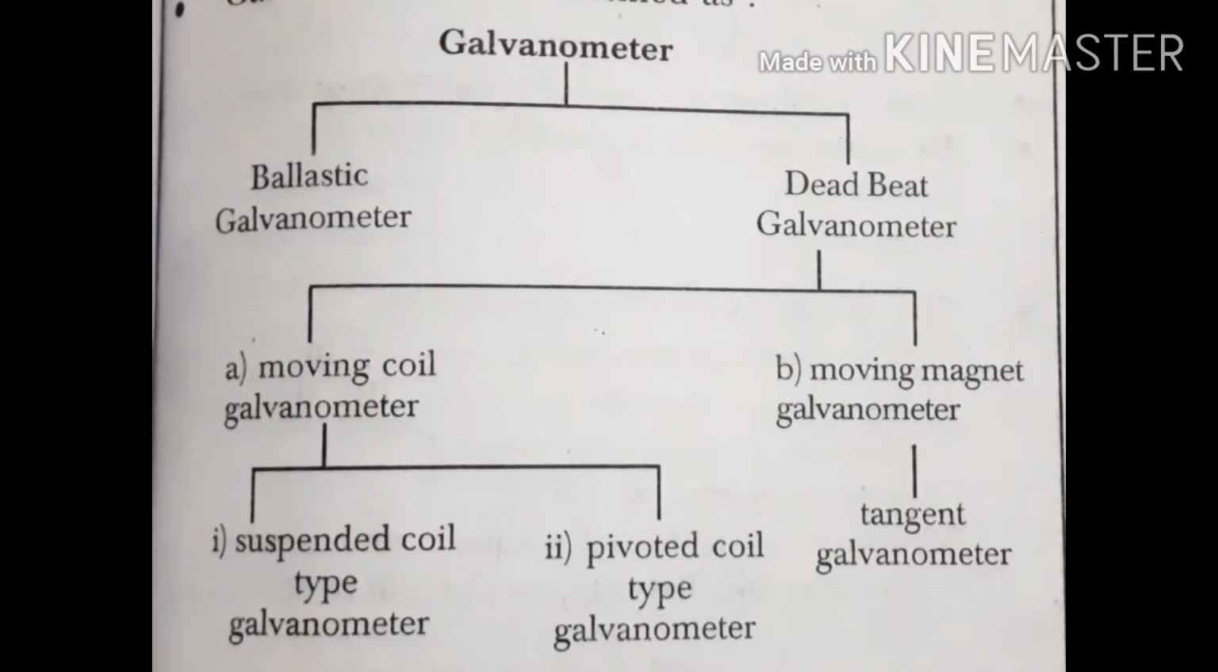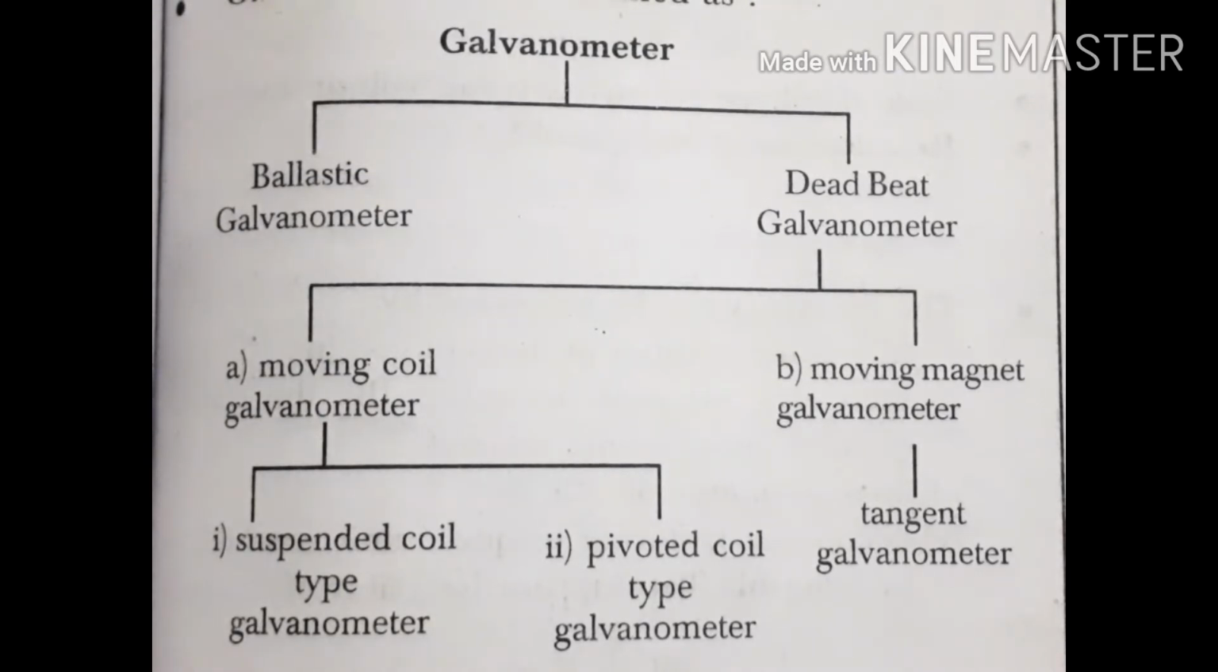The next topic in current electricity is the galvanometer. A galvanometer is a device used to detect or measure electric current in electric circuits. It is based on the magnetic effect of electric current.